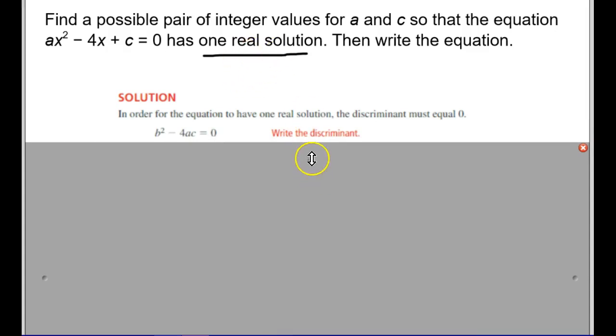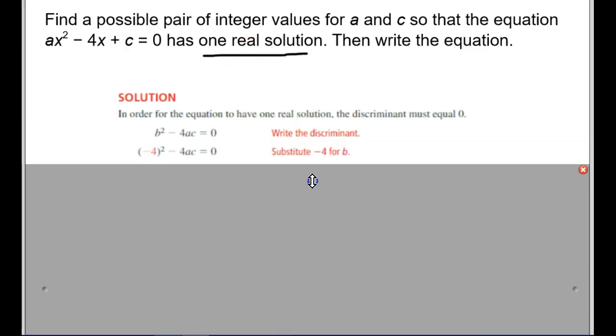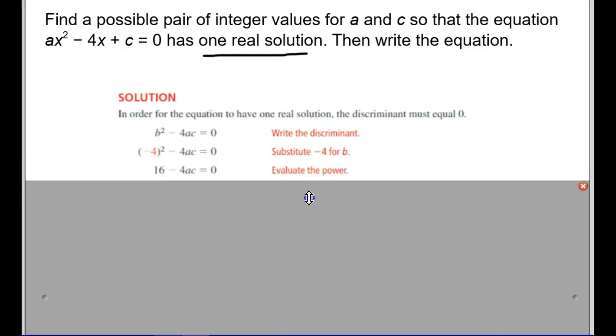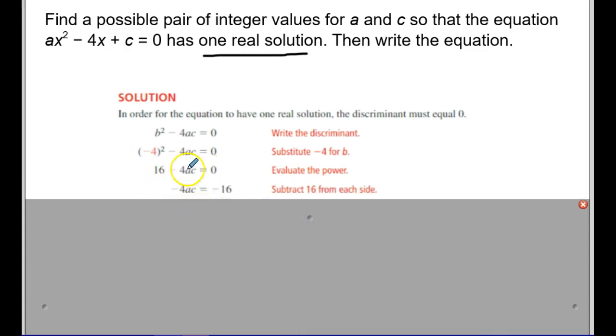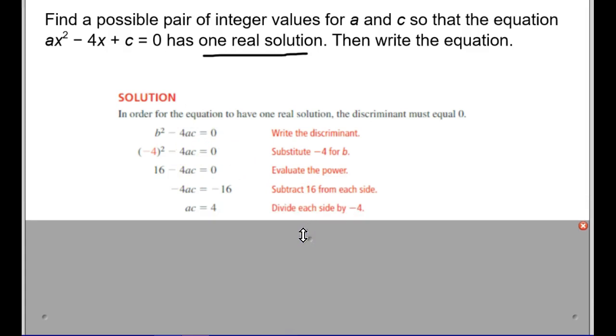Since I want one solution, now I can plug in my b squared because that's what I'm given. I substitute that -4 for b. I end up with 16 minus 4ac. So then I want to get this ac by itself. So I subtract 16 and then I divide by -4.